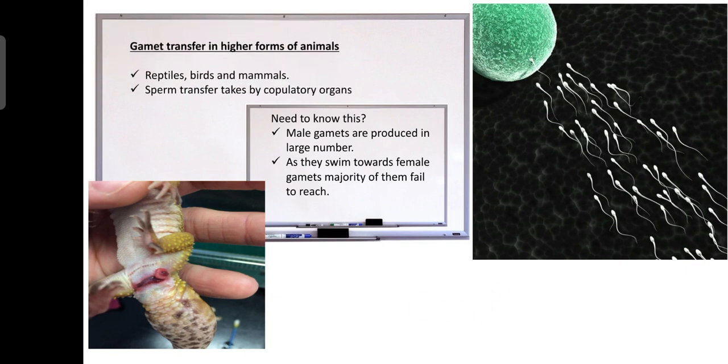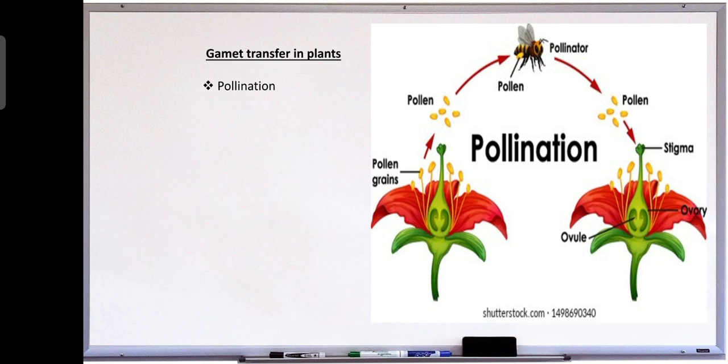Okay, so now we'll study the gamete transfer in plants here. Gamete transfer in plants takes place through the pollination process. What is pollination? Pollination means the transfer of the pollen grain carrying the male gamete to the stigma. I'm not going into detail regarding pollination, because in the upcoming chapters you have to study pollination in detail.